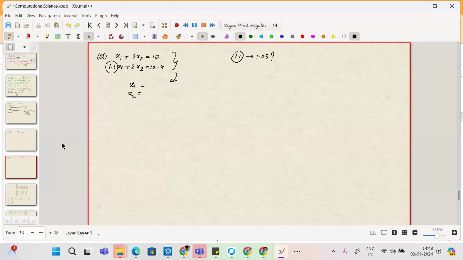Anyway, let us get back. Please think. Class coordinator, please think. So, can you tell me how to obtain this? What x1 and x2 are you getting? 4, 3. Now another exercise. Instead of 1.1, substitute 1.05 and solve it. That means I am asking you to solve this for x1 and x2.